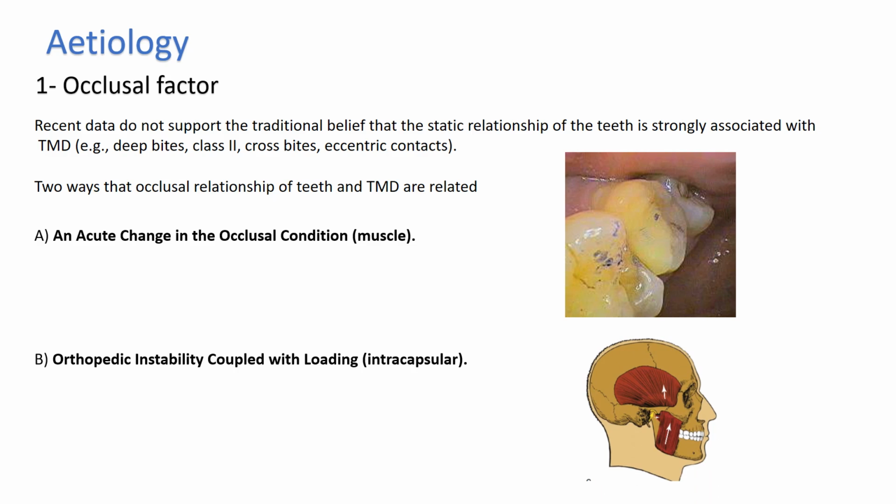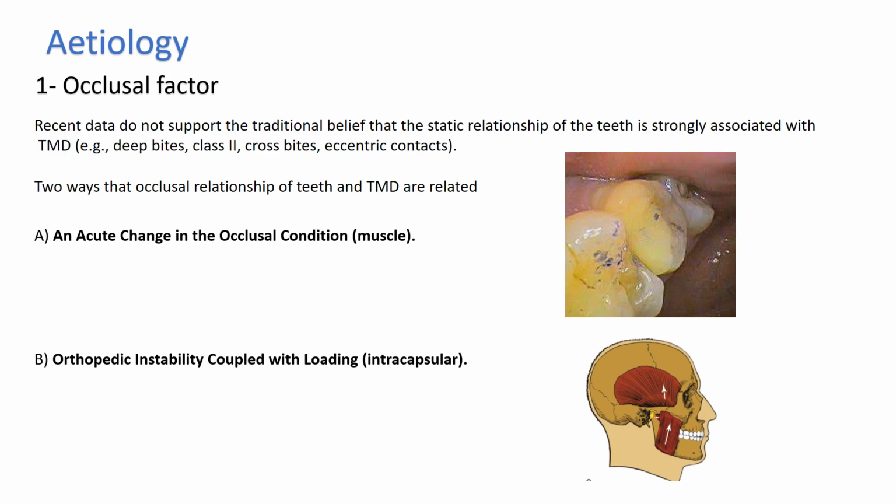The second thing is occlusal orthopedic instability, which is usually coupled with loading, and intracapsular pain is associated with this etiology. What I mean by orthopedic stability is that every joint has its musculoskeletal stable position. This position is defined in the TMJ as the condyles resting on the articular eminence with the disc correctly positioned between those articular surfaces.